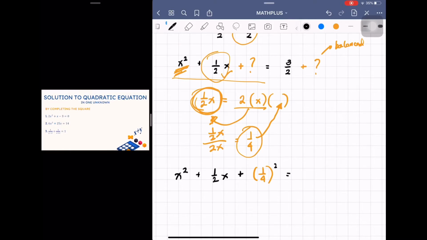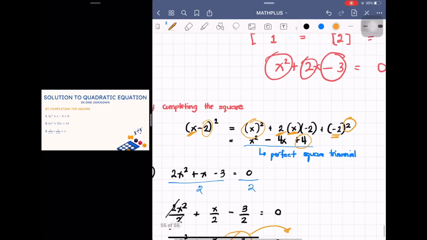And whatever you added on the left side, you have to add on the right side as well. That means I have 3 halves here plus the same term, 1/4 squared. Again, in shortcut, how are we going to produce that 1/4? Make sure that the coefficient of the quadratic term is 1. Take your middle term, that's 1/2 x, and divide it by 2 and by the square root of the first term, which is x squared. The square root of that is x. So your middle term will be divided by 2 and x, and that will produce a constant. That constant will serve as your second term in the binomial.